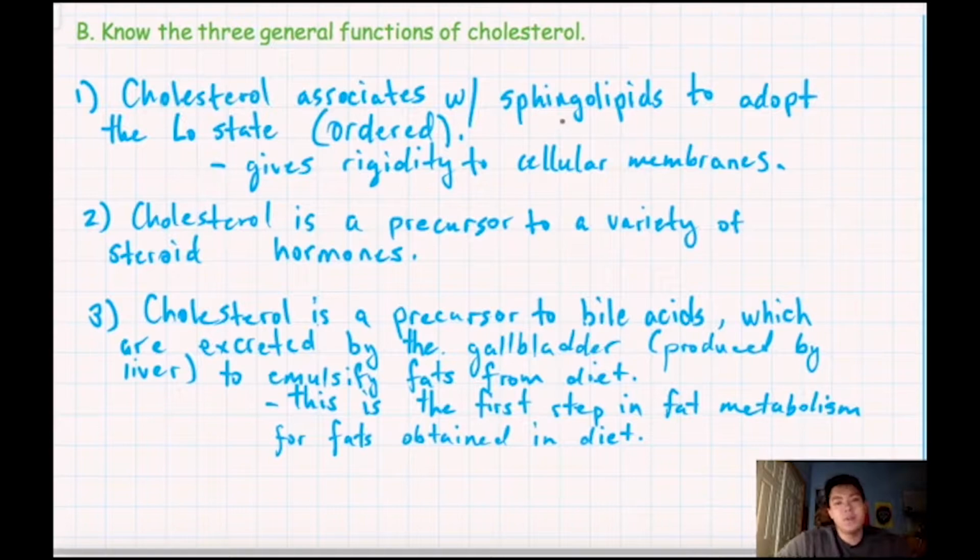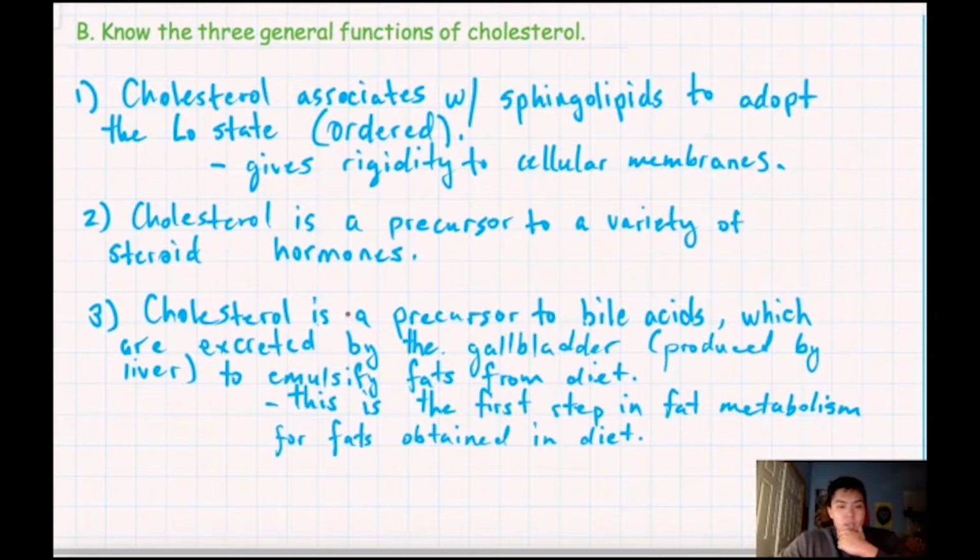Basically, cholesterol will associate with a sphingolipid, and these sphingolipid cholesterol combinations are going to make your cellular membranes more rigid. If you remember this notation, L naught stands for ordered. So this is going to give it a rigid structure. The second function is that it's a precursor to many steroid hormones. We'll talk about this a little bit more, but the important ones are testosterone, estradiol, cortisol, and aldosterone. We'll talk about those later.